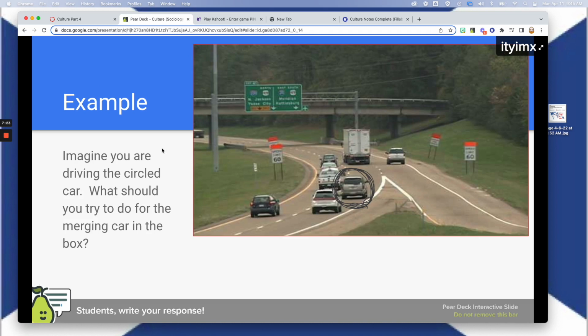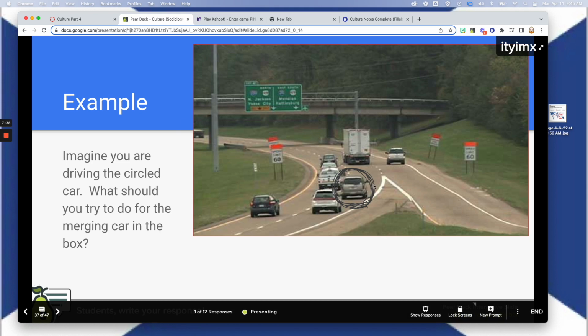Okay. For a more concrete example of this, in the Pear Deck, I want you to respond to this question considering the scenario in this image. Imagine that you are driving the vehicle that I have so elegantly circled. What should you try to do for the merging car?